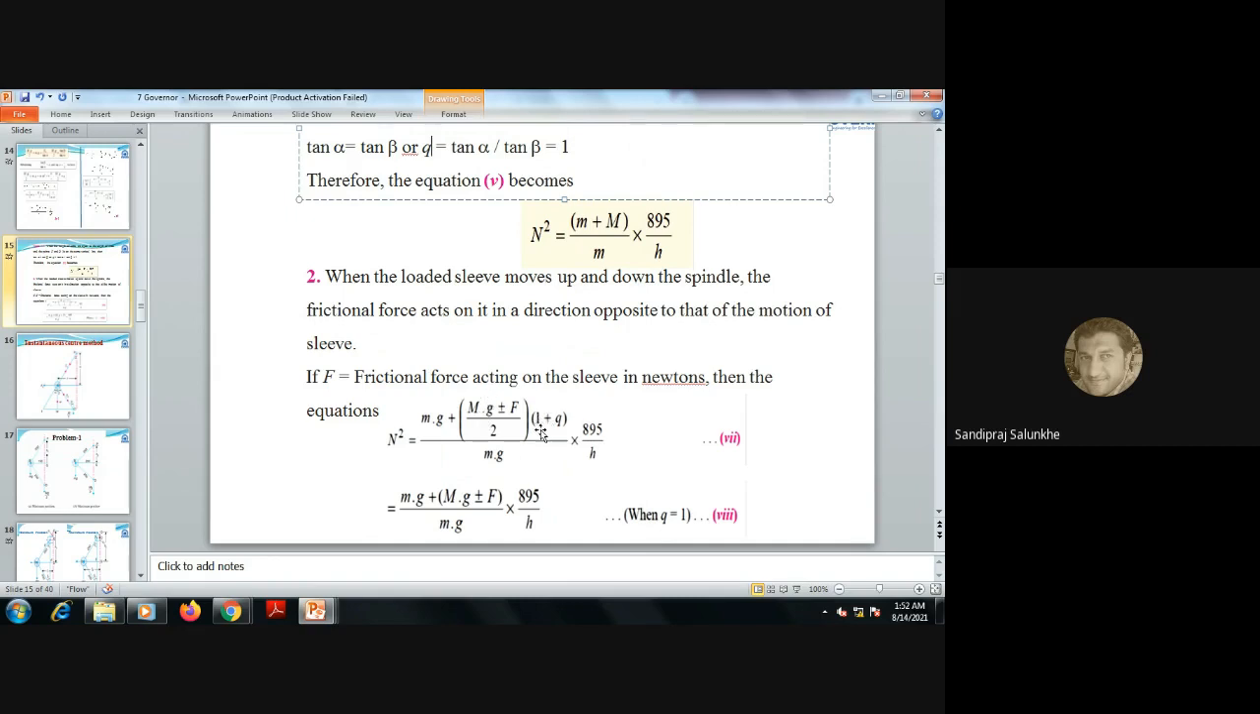Otherwise, you have to consider this 1 plus Q here, when we are not going to consider that tan alpha is equal to tan beta. So just remember this equation. And it is simple force analysis. Okay.